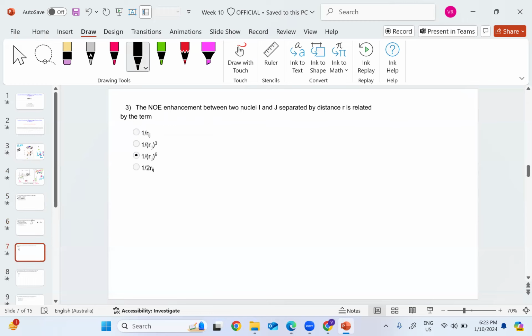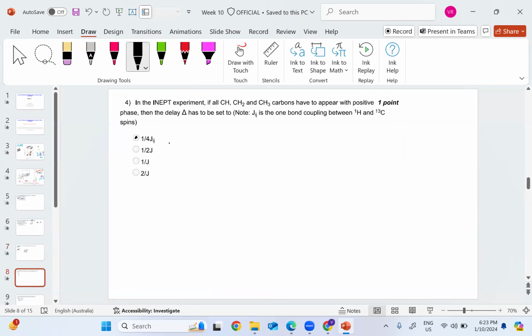In the third question, NOE stands for nuclear Overhauser effect, which you have already seen in the videos. The NOE enhancement between two nuclei, I and J, separated by distance r, is related by the term 1 by r_ij raised to 6. This is the formula to identify the NOE enhancement. So this is the relation. Option C is the correct option here.